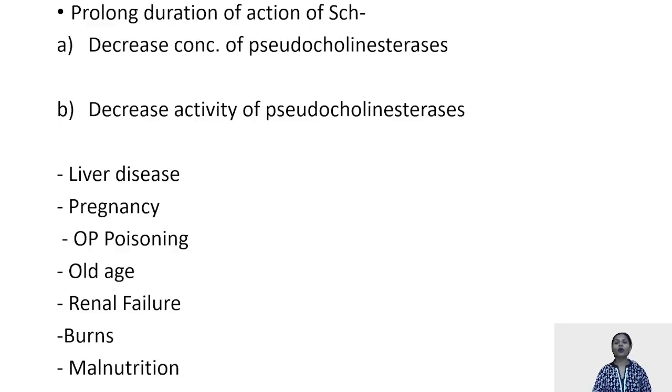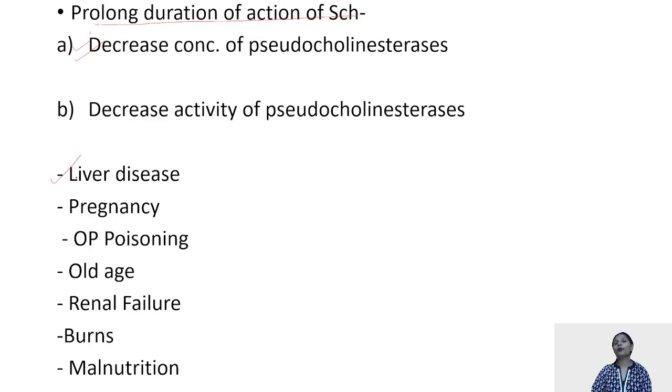Now, when we talk about scolin, there are certain things that we have to keep in mind. First, there are certain factors that can lead to prolongation of the effects of succinylcholine. The first is decreased concentration of your enzyme pseudocholine esterase. I already told you that pseudocholine esterase is produced in the liver. So anything that is going to lead to a liver failure can eventually lead to decreased concentration or activity of your pseudocholine esterase enzyme, leading to prolonged action of your scolin. So first is liver disease.